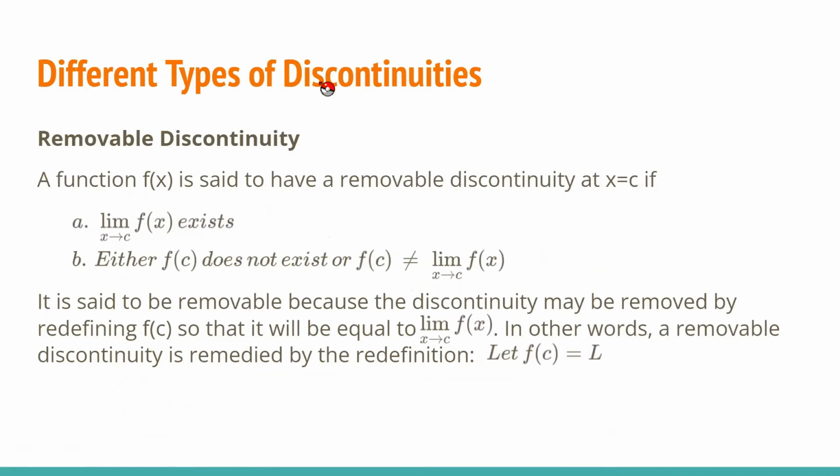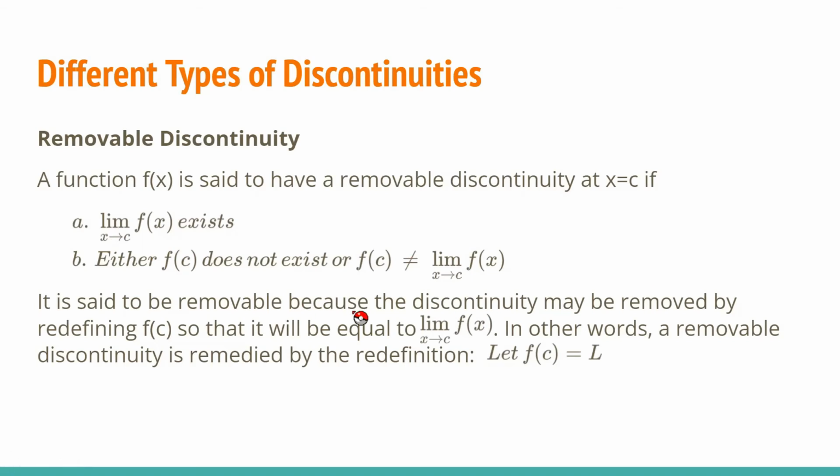Let's move on to the different types of discontinuities. First is the removable discontinuity. A function f of x is said to have a removable discontinuity at x equals c if the limit of f of x as x approaches c exists, and then either the function value at c does not exist or f of c is not equal to the limit.